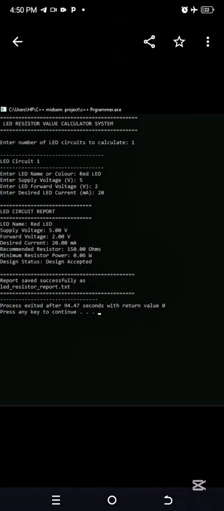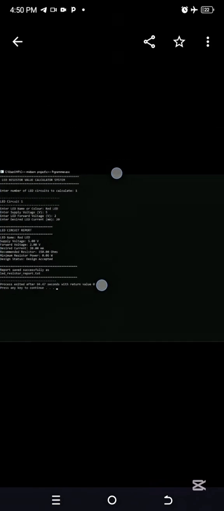The design accepted these values because the supply voltage is greater than the LED voltage. The current is within the safe operating range. Therefore, the program accepts the design.